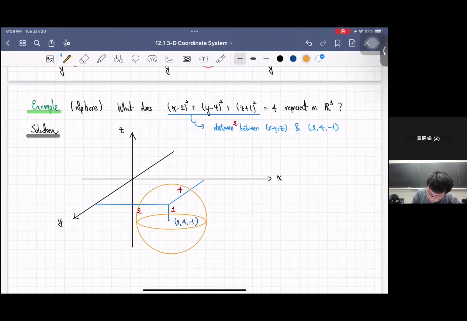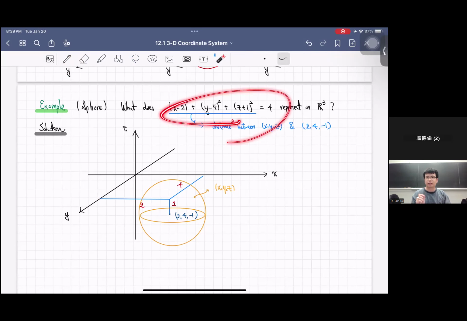Every point on the sphere, not on the ball, on the sphere, satisfies this equation. The distance between that point and (2, 4, minus 1), which is the center, is 2. Okay? So that's another simple object that we can describe in the XYZ coordinate system.